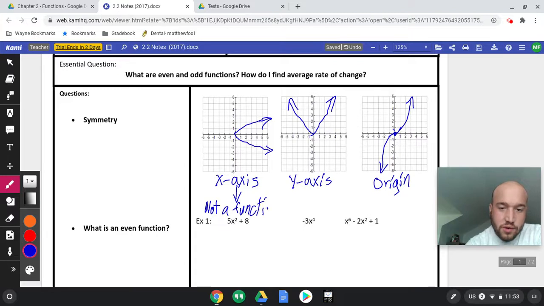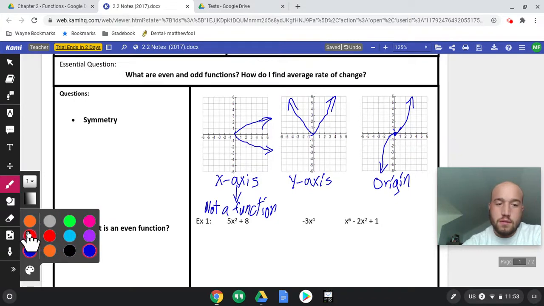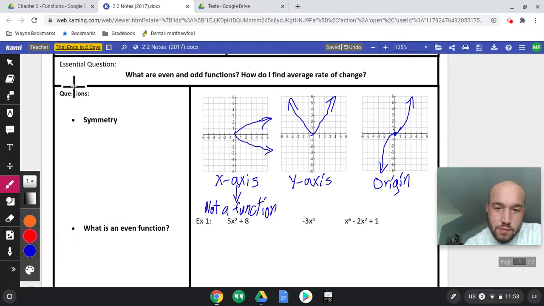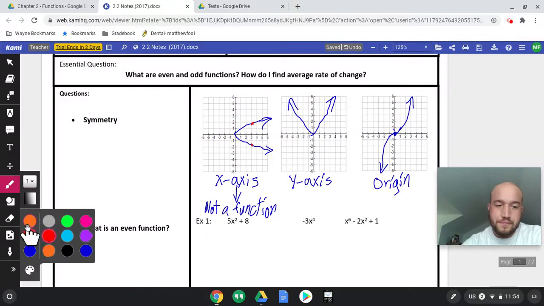It does not pass the vertical line test. You might remember that from Algebra 2. The vertical line is going to cut through at 2 spots. For example, at 3 here, 3 has a point on my graph just shy of 2 and also just shy of -2. There's 2 different points there, so it is not a function.